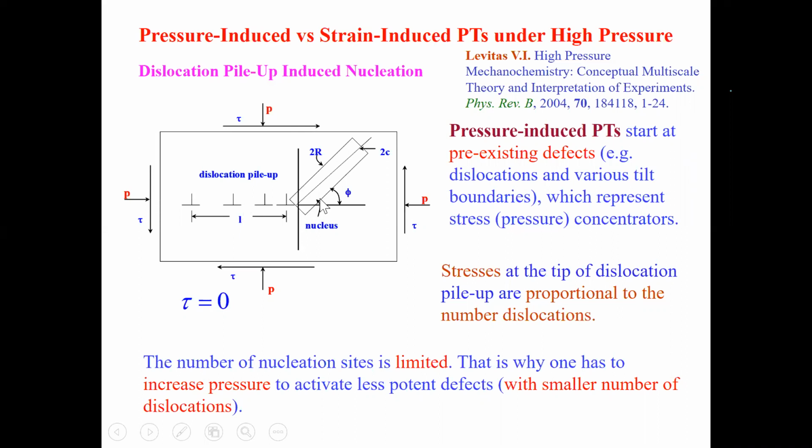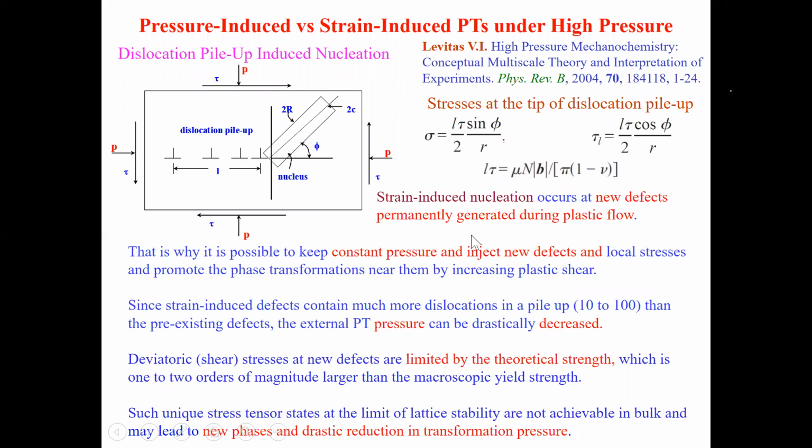And so you see that for pressure-induced phase transition, the number of defects is limited, and that is why pressure has to be increased. And in contrast, plastic strain-induced phase transition occurs at new defects which are permanently generated during plastic flow. And that is why we can keep pressure constant and increase plastic deformation and inject new defects and produce new dislocation pileups and new nuclei at the tip of the dislocation pileup. So pressure should not grow.